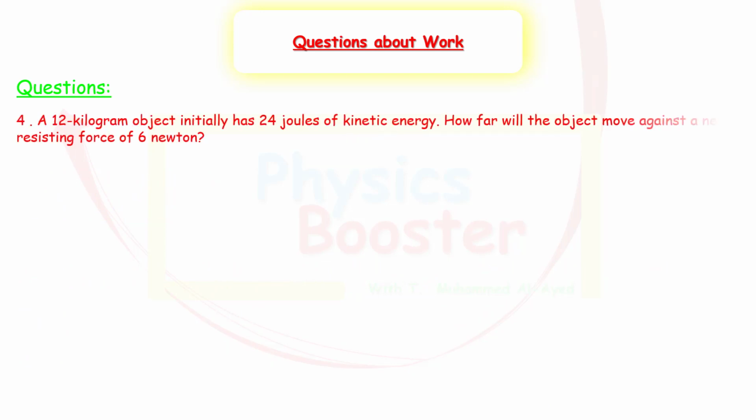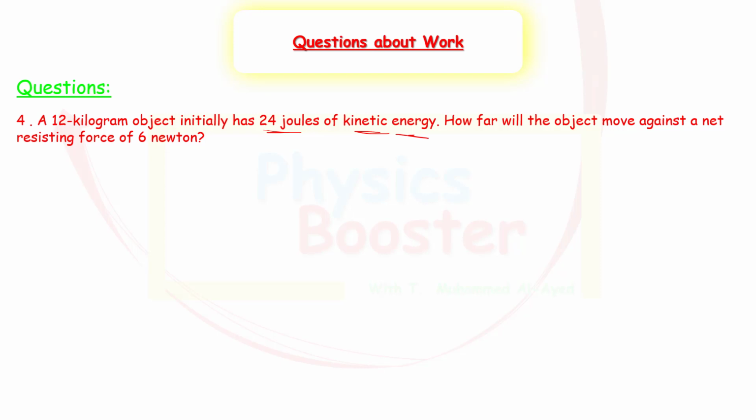Question number 4. A 12 kilogram object has initially 24 joules of kinetic energy. Okay? What is kinetic energy? We're going to talk about it in detail later. It's the energy of any moving object. But why are we answering questions about kinetic energy while we didn't cover it yet?